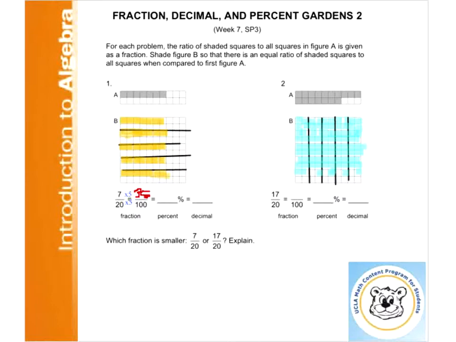All right, let's go ahead and talk about these two problems. Again, in number 1, you'll notice that pattern A, which was 7/20, was replicated 5 times. So the parts increased by 5, and the whole increased by 5 as well, giving us a total of 35 of the 100 squares shaded. And then again, finding the percent and decimal is going to be pretty easy after doing that.